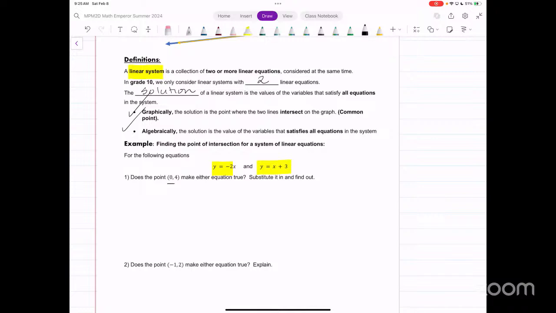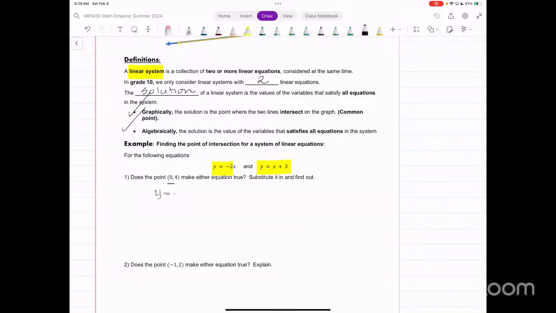Okay. So does the point 0, 4 make the equations true? Shreya, what do you think? No. Shreya says no. What do you think, Divya? You also say no. Nishal? Hi, Nishal. No. No. So let's see how to prove it.